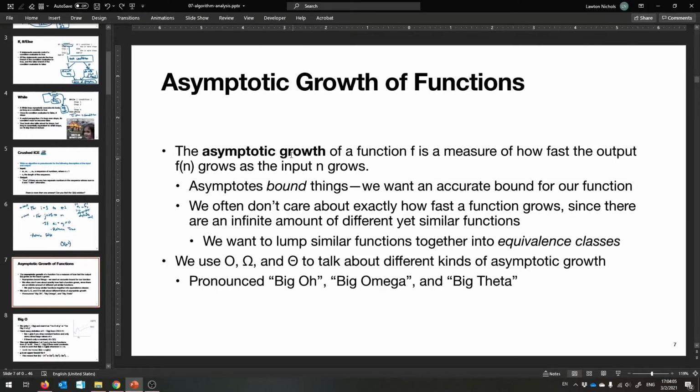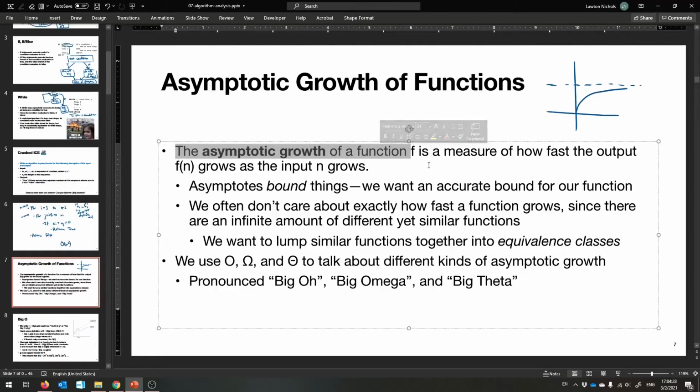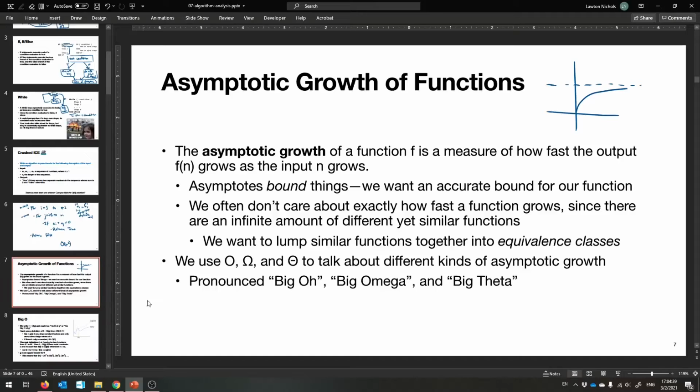So, asymptotic growth, you usually talk about this in terms of mathematical functions, right? It's like, oh, here's the asymptote. It's not getting any bigger than this function, right? We can apply this to programs, okay? That is the idea. So the asymptotic growth of a function is just a measure of how fast the output f of n grows as the input grows, okay? It's a bit different than the mathematical definition, I would say, the one that you're used to already, maybe. Our definition for this class is going to be a bit more general than that, okay?